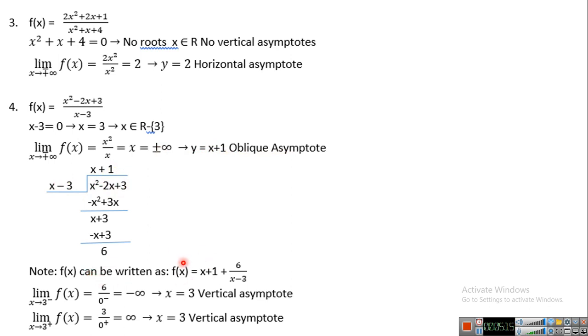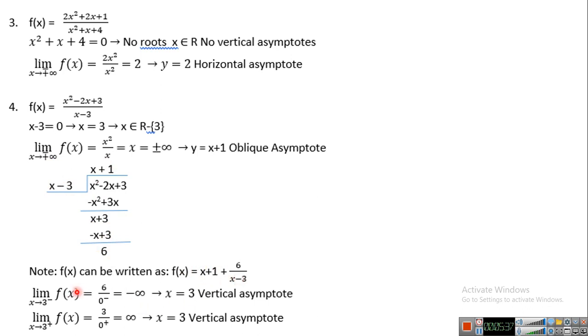Concerning this f of x, we're going to need it in other videos. Instead of writing it that way, we may write it in this form because it will help us in many parts of problems. So you can write it as x plus 1 plus the remainder 6 over the divisor, which is x minus 3.